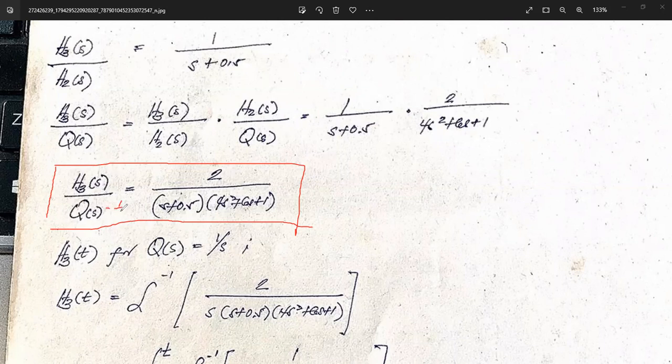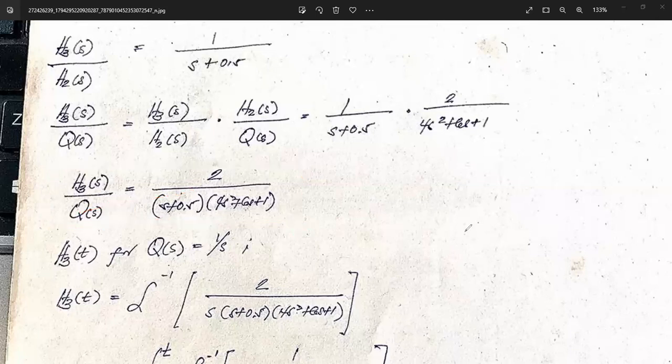So it has to be changed to 1 over s, and you do this one, the q of s, and you do cross multiplication. So when you do cross multiplication, this will be like 2 over s, and all of this expression is copied. So you have quantity s plus 0.5 and quantity 4s squared plus 6s plus 1. So you're going to have this inverted.